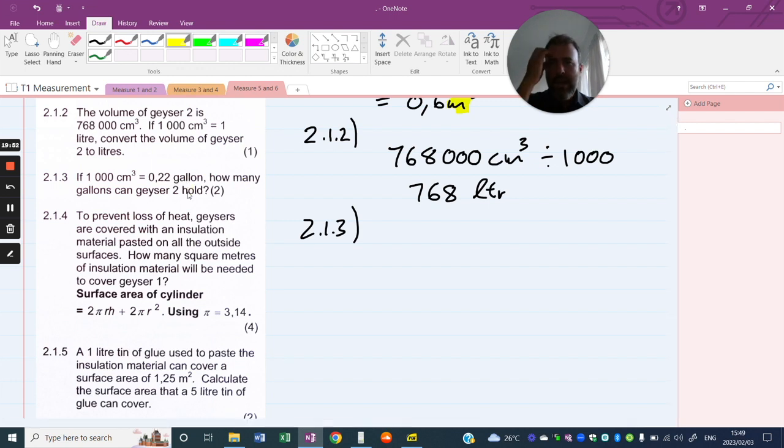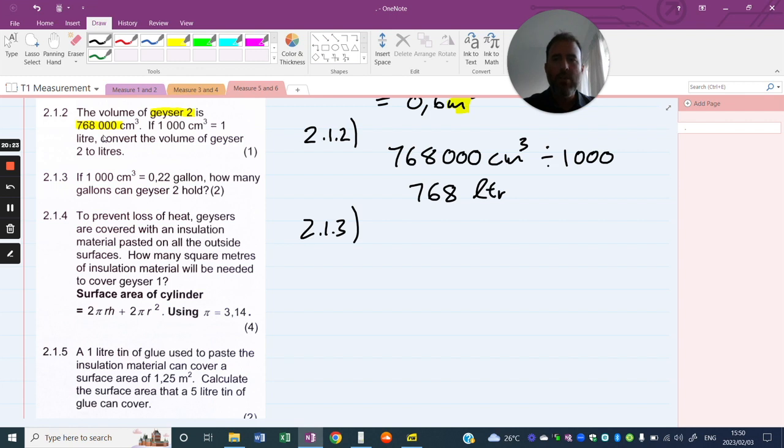All right. Now, where is this volume for geyser 2 going to come from? Well, we've seen it already in the previous question. They gave us the volume of geyser 2. Geyser 2 is 768,000 centimeters cubed. So that's what we're going to refer to. They want to know how many gallons is that if you use this conversion. Okay, so every 1,000 centimeters cubed in our volume is going to be 0.22 gallons.